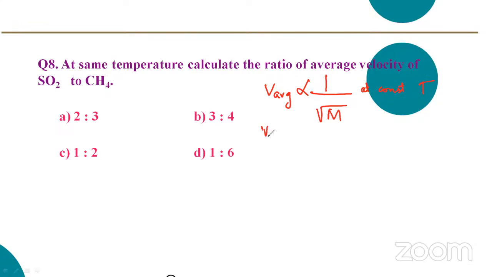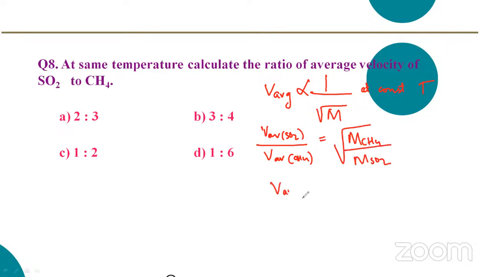So average velocity of SO2, you have to find the ratio, with average velocity of CH4. So that is what it will be: the square root of molecular mass of CH4 divided by molecular mass of SO2. So what is V average of SO2 divided by V average of CH4?